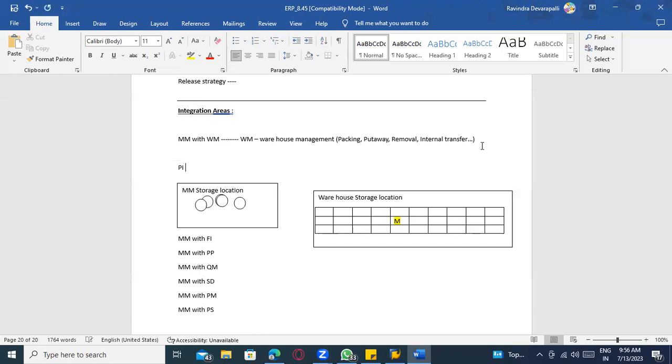PI, process integration, and exchange integration. These are the modules that take care of how to integrate with third party systems.